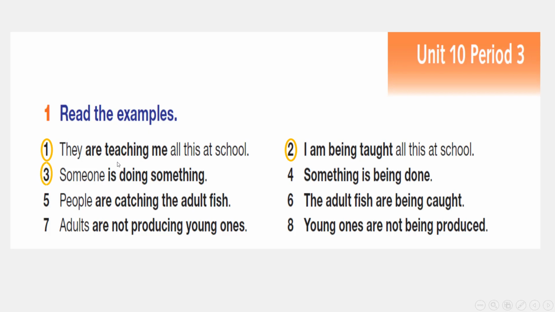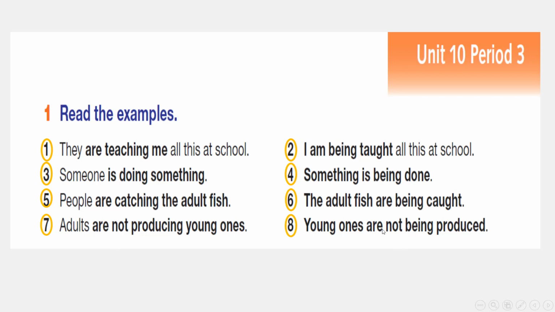Someone is doing something, it becomes something is being done. Number 3, people are catching the adult fish. The adult fish are being caught. Here, caught is the past participle of catch. Adults are not producing young ones. It becomes young ones are not being produced.